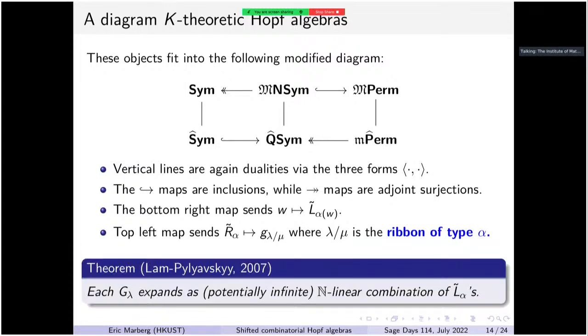And then there's this theorem of Lampiliowski that says, well, each of these stable Grothendieck polynomials G lambda expands in a natural positive way in terms of these L alpha tildes. So all of this is kind of generalizing slightly the classical picture, but in fact, most of the algebras here are the same as the ones before.